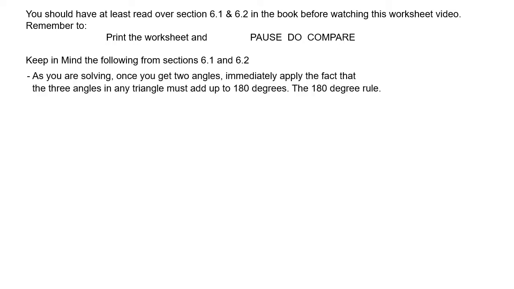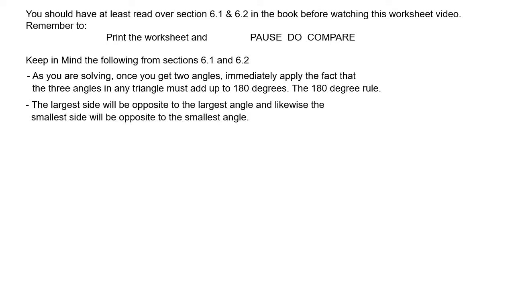As you are solving, once you get two angles, immediately apply the fact that the three angles in any triangle must add up to 180 degrees, the 180-degree rule. The largest side will be opposite to the largest angle, and likewise the smallest side will be opposite to the smallest angle.